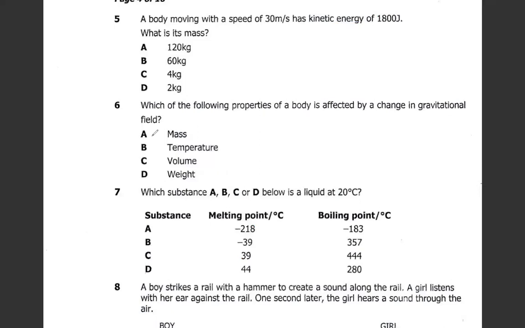Which of the following properties of a body is affected due to the change of gravitational field? Now, this gravitational field actually is G. Let me write from here. This gravitational field is actually G. Now, which one depends on the value of G?